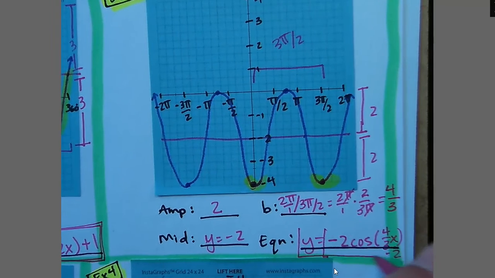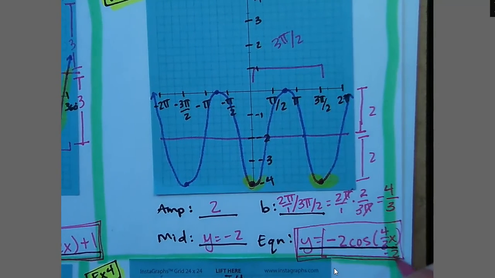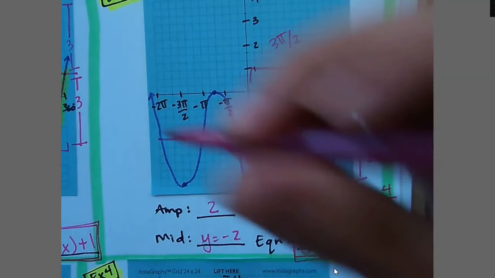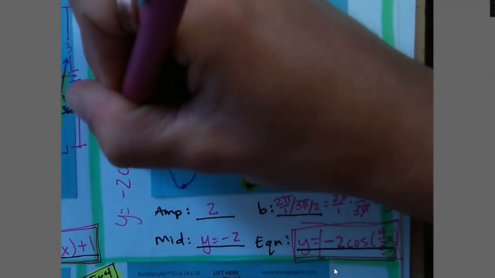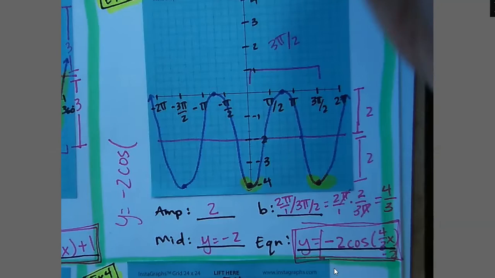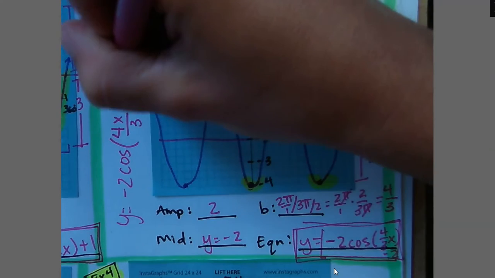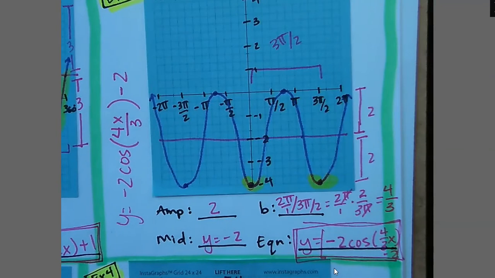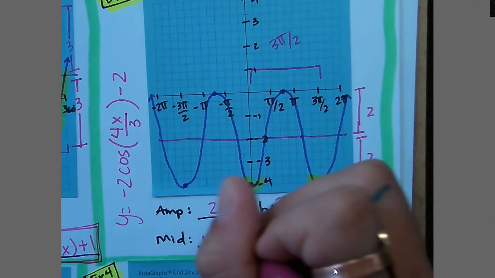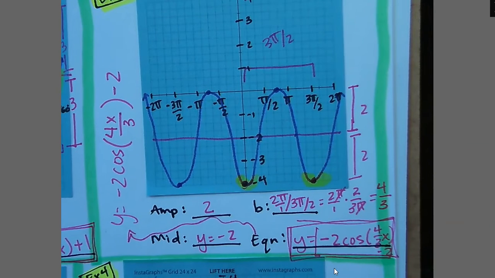Okay, I know I kind of ran out of room for this one, but let me just rewrite this. It's going to be y equals -2 cosine of, and we can actually write this as 4x over 3, and then minus 2 on the end. Again, I'm sorry I ran out of room, but there's your equation.